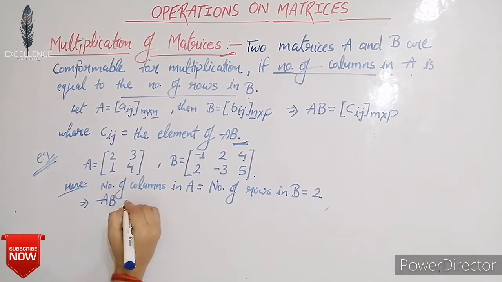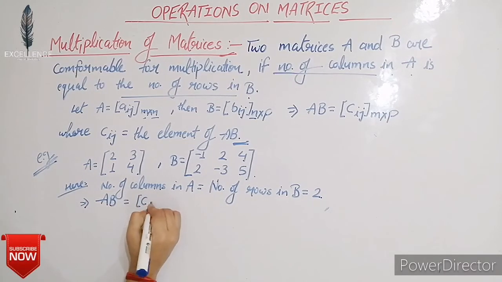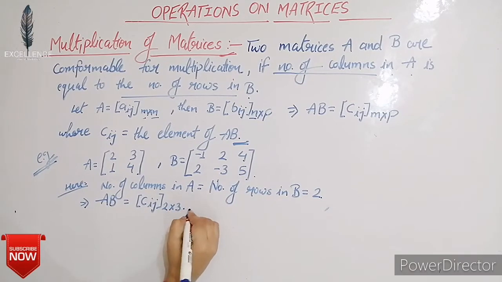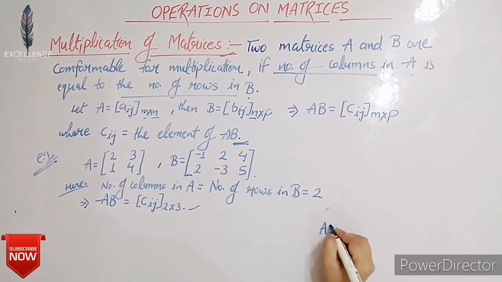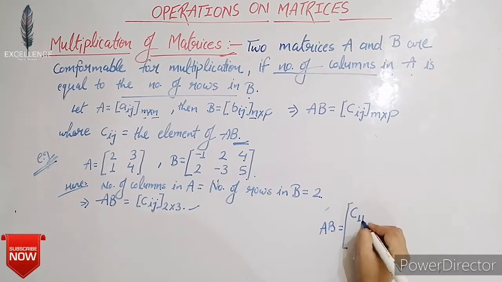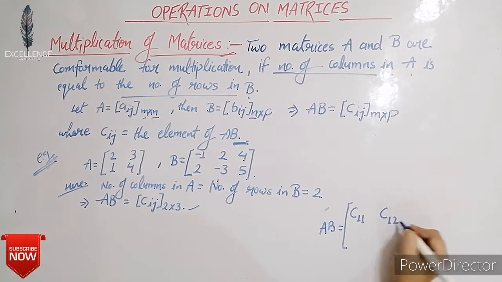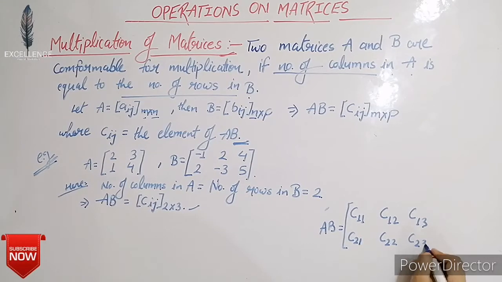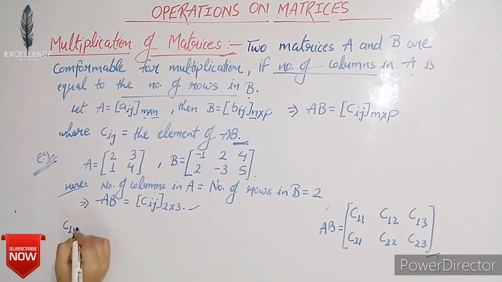So, AB is equal to Cij of order 2 into 3. 2 are the rows in A and 3 are the columns in B. So, row into column. So, AB is equal to C11, C12, C13, C21, C22 and lastly C23 because it is of the order 2 into 3. So, total elements are 6. Okay. So, first we have to find the first element, C11.